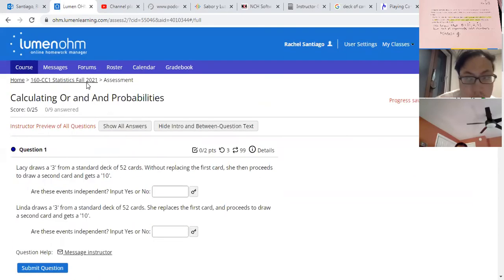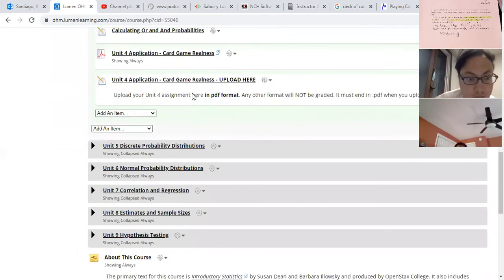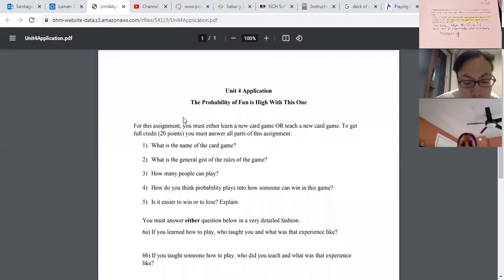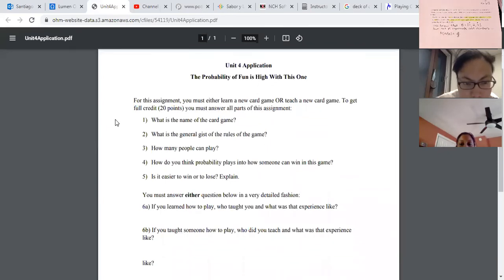So let me show you something. Remember how I commented that I really want you to play cards? Here it is. Your Unit 4 application is called "The Probability of Fun is High with This One." Yes, I'm a nerd. Sorry. That's just how I am. That's how my brain works. I'm a huge nerd. Okay.